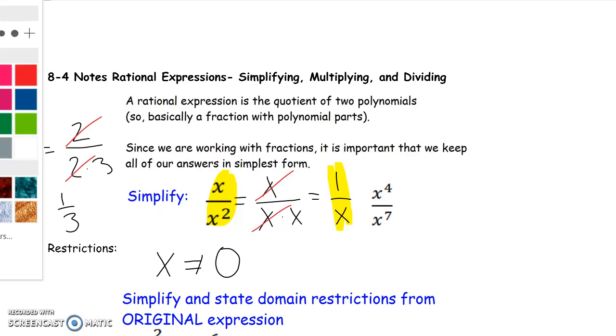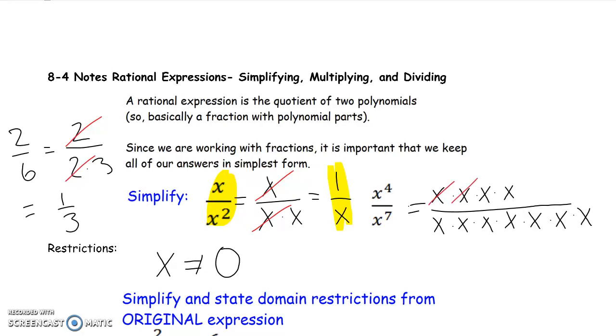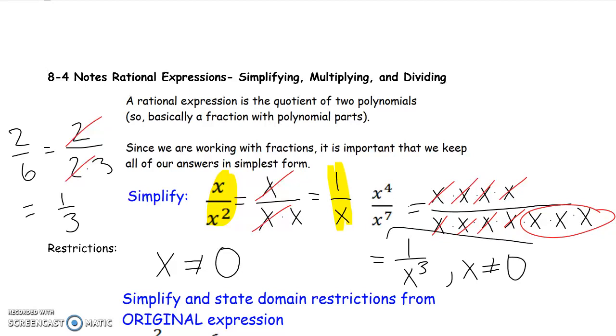So for the second example, if we have 4 x's in the numerator, we could write that out as 4 x's multiplied together, and we have 7 x's multiplied together in the denominator. The way we can simplify that is canceling 4 x's on top with 4 x's on the bottom, and we just have 3 x's left in the bottom. So this rational expression simplifies as 1 over x cubed with the same restriction on the domain. We cannot divide by 0.